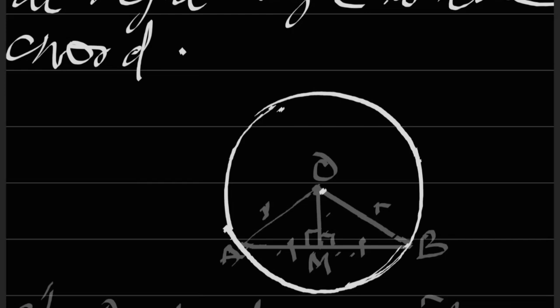A chord is a straight line from circumference to circumference. And they clearly said it. A straight line drawn from the center of a circle to bisect a chord. So let's draw the straight line from the center of the circle. This is the straight line drawn from the center of a circle to bisect the chord, that is to divide the chord into two equal parts.